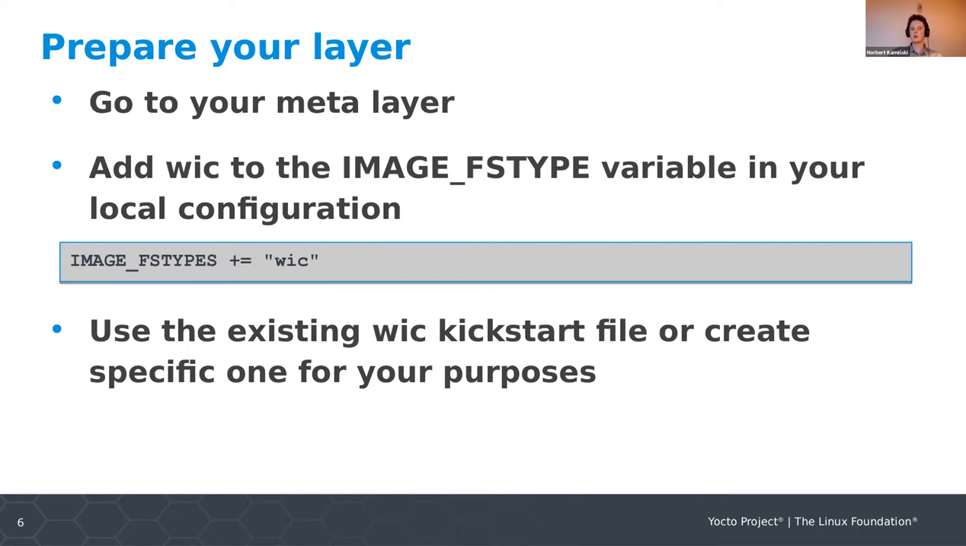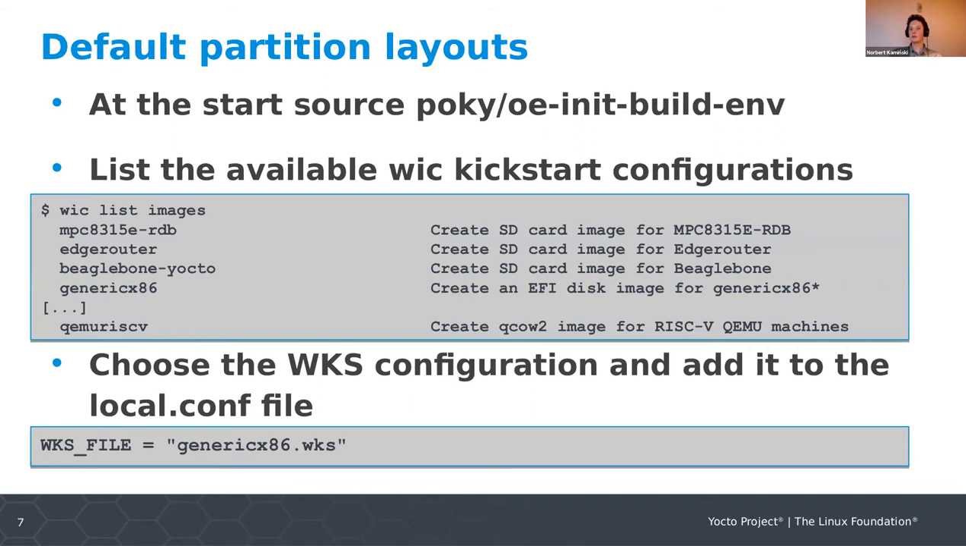The next thing which we have to decide is if we want to use the existing Kickstarter configuration file, which contains ready-to-use prepared partition layouts for devices or for platforms, or if we want to create our own partition layout. If you want to choose a ready-to-use partition layout, it's good to know what we can choose from. At the start, we have to source the script in the Poky repository, and then we can list the partition layout names with this command. As you can see, we have plenty of Kickstarter configuration files which we can choose from.